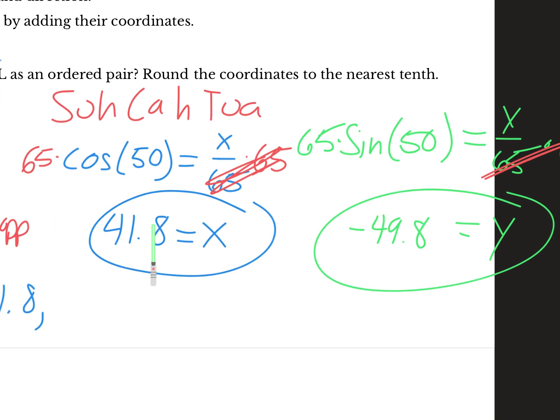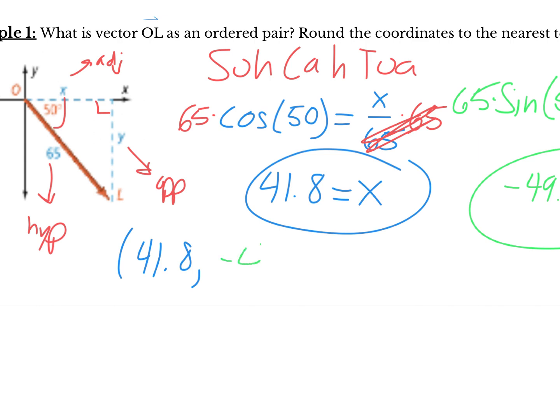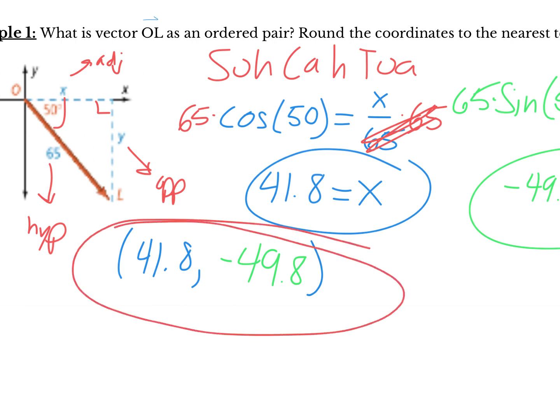Okay, so I circled these. These are not the answer, so maybe I shouldn't have circled them, but because they're asking us to find the ordered pair, that's what our answer is. So these are just the parts of the ordered pair that I need. So I'll write this in. So negative 49.8 is the y-coordinate. And so this ordered pair is my final answer.